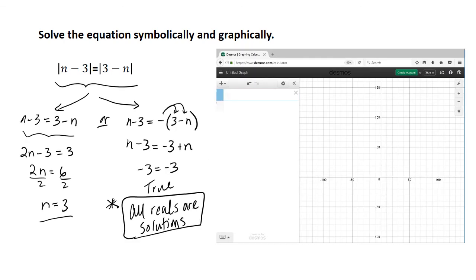All right, here we go. Let's graph the left side, let's graph the right side, and see what happens. So our first equation for the left side is the absolute value of, now we usually use x here because Desmos understands x is the input, y is the output. So instead of using n, we'll use x minus 3. So there's our first graph.